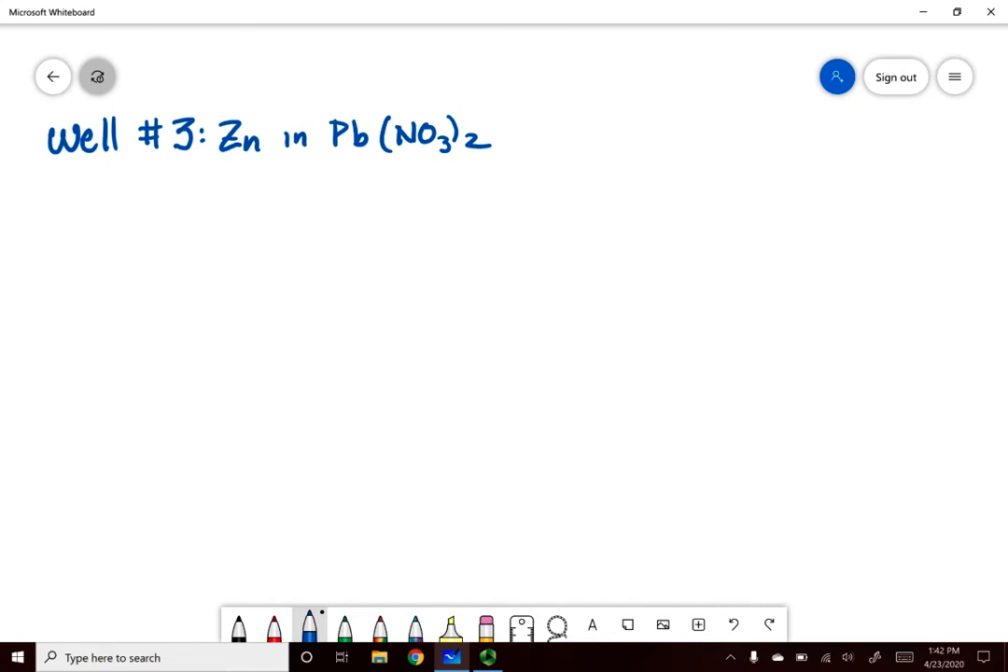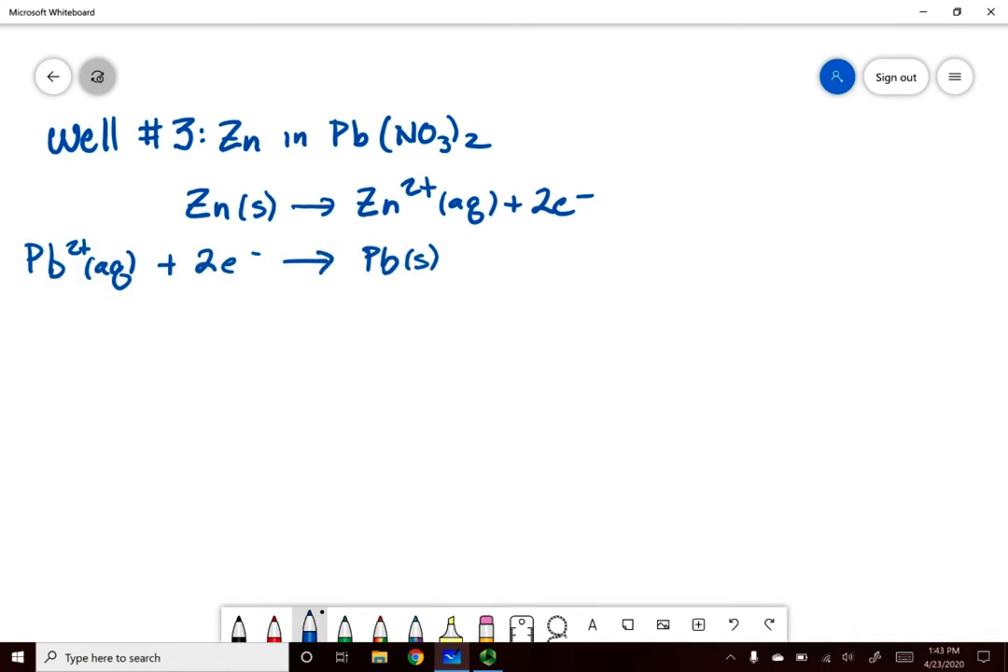So let's go ahead and write our oxidation reaction down. Remember, oxidation is losing electrons. In this case, my zinc solid is going to become zinc 2+ ions, and we're going to make sure that we say it's aqueous, plus 2 electrons. Now let's write our reduction reaction down. In this case, we're looking at the metal ion in solution. It's going to gain 2 electrons and become lead solid.